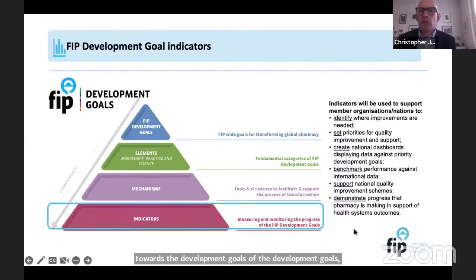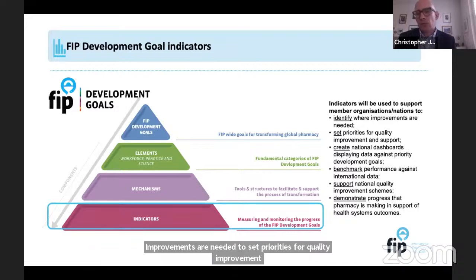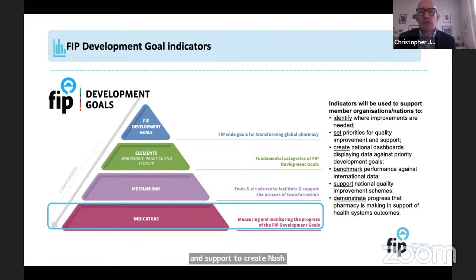And indicators will be used to support member organizations and nations to identify where improvements are needed, to set priorities for quality improvement and support, to create national dashboards displaying data against priority development goals, to benchmark performance against international data, and to support national quality improvement schemes, as well as demonstrating progress that pharmacy is making in support of health systems outcomes. So we do use a lot of data to really advocate on behalf of the profession.